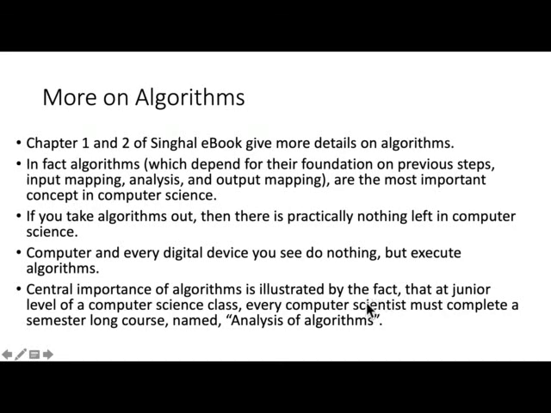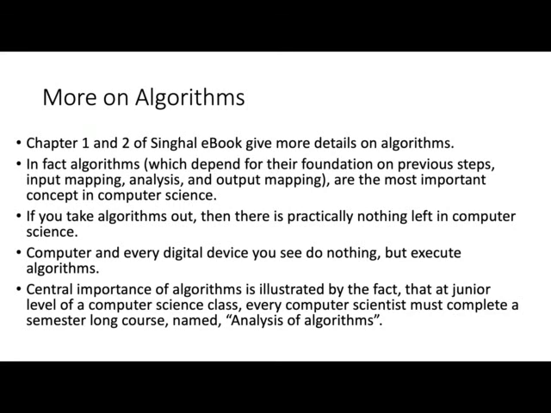More on algorithms. Chapters 1 and 2 of the Singhal ebook give more detail on algorithms. In fact, algorithms, which depend for their foundation on previous steps such as input mapping, analysis, and output mapping, are the most important concept in computer science. So those of you who thought computer programming is just dashing certain source code lines into a compiler, compile, run it, and that's it. No, that impression is 100% wrong.